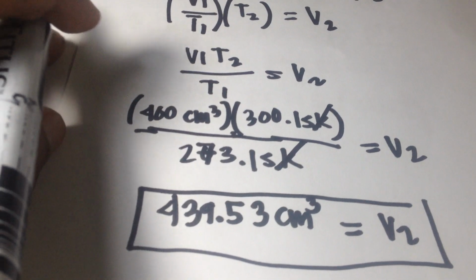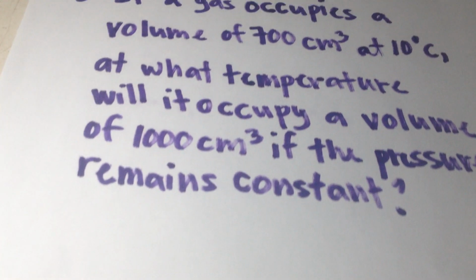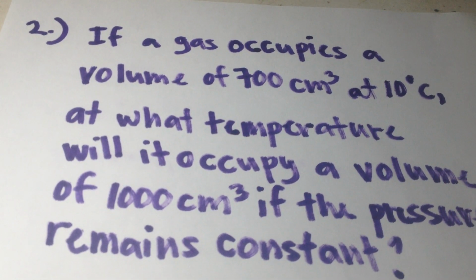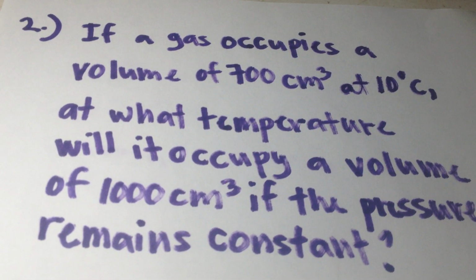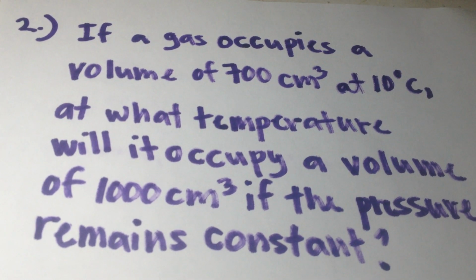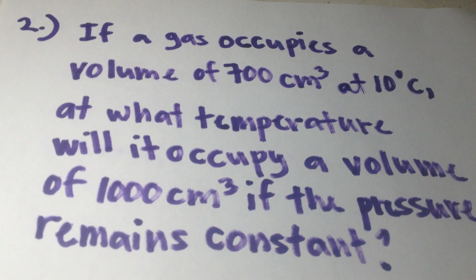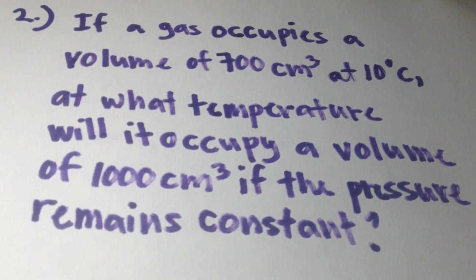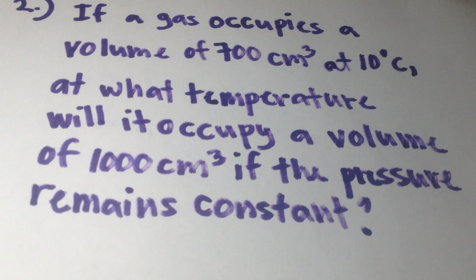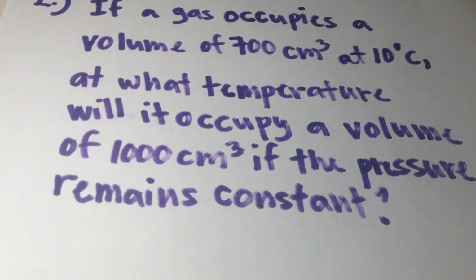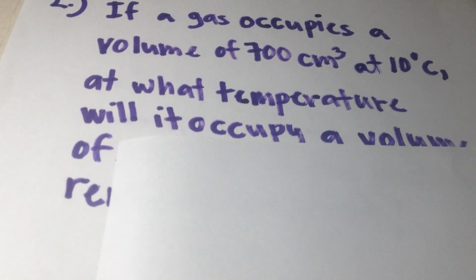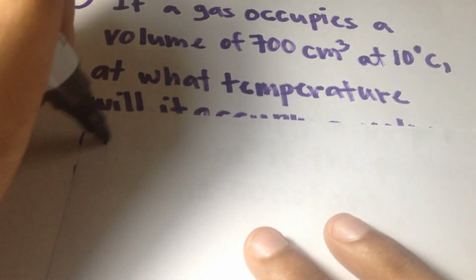How about problem number 2? If the gas occupies a volume of 700 cubic centimeters at 10 degrees Celsius, at what temperature will it occupy a volume of 1000 cubic centimeters if the pressure remains constant? So we need to find temperature 2, the final temperature. Let's begin number 2.